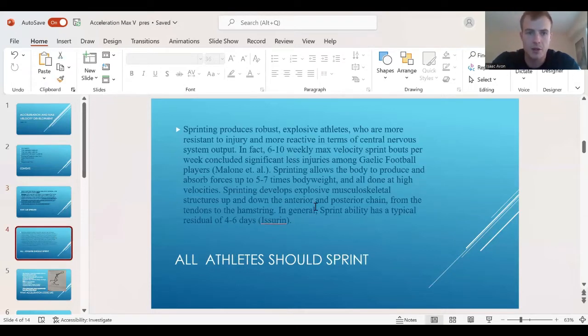All athletes should sprint. Sprinting produces robust, explosive athletes who are more resistant to injury and more reactive in terms of central nervous system output.